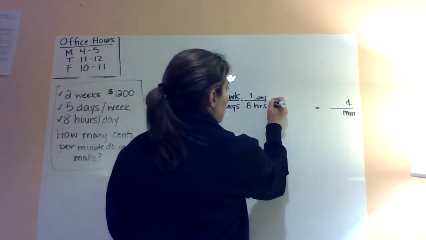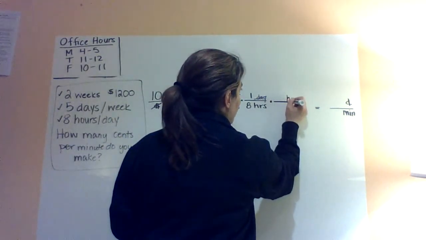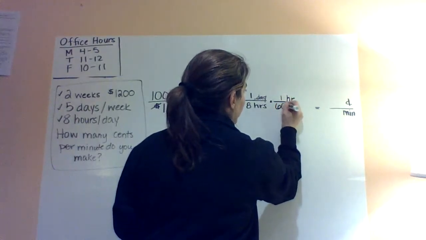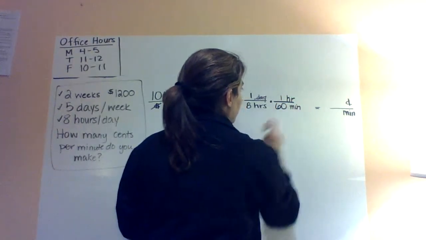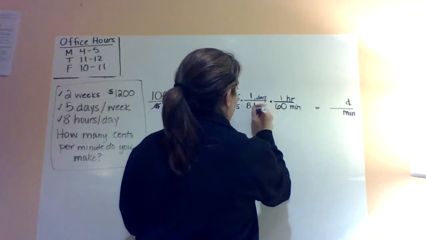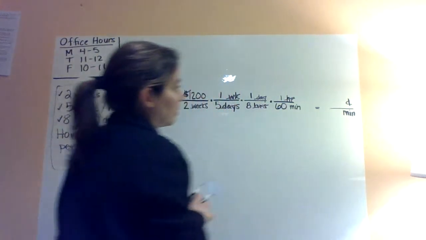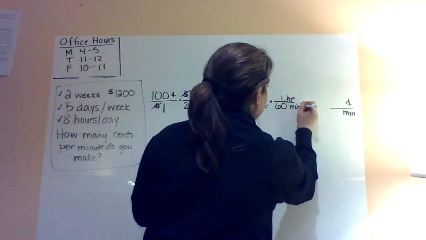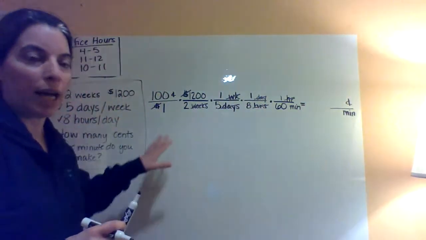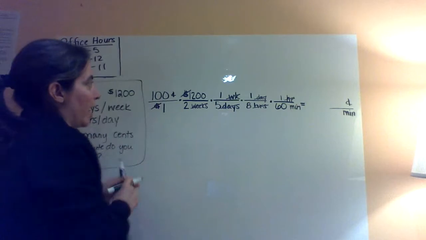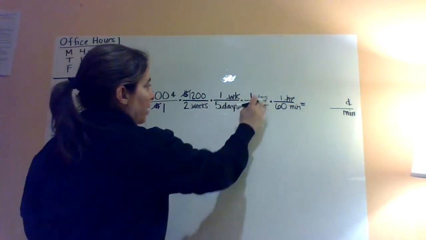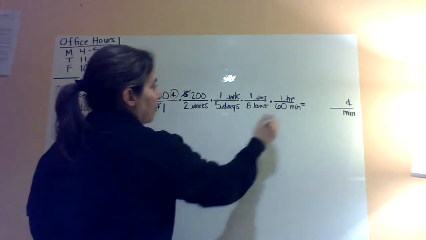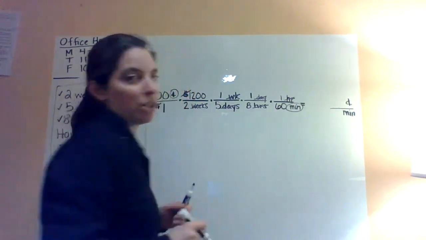How are hours and minutes related? Well, I put hours up here. 1 hour is 60 minutes. So I can cancel this out. Okay. Now, if I look at my units, I've gotten the units I want. Everything is canceled out except for cents on the top and minutes on the bottom, which is exactly what I want over there.